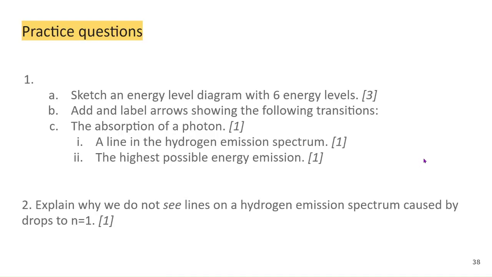So the first one is sketch an energy level diagram with 6 energy levels. Add and label arrows showing the following transitions, right? The absorption of a photon, a line in the hydrogen emission spectrum, and then the highest possible energy emission. Explain why we do not see lines on a hydrogen emission spectrum caused by drops to n=1. So do this in your notebook, and I'll take a look at it when I get there next week.